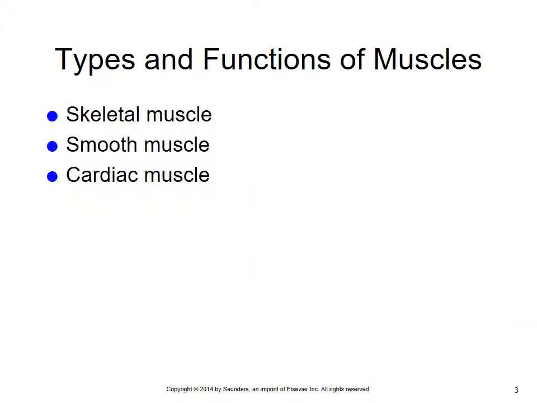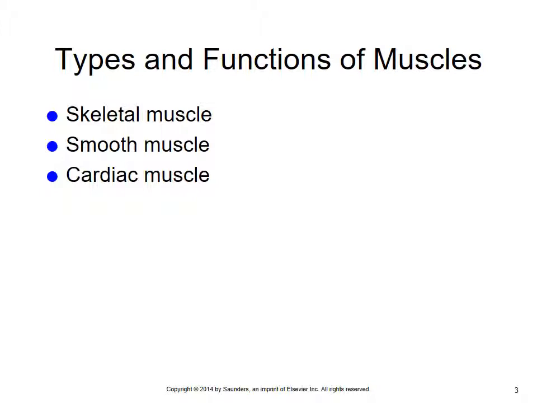3 types of muscles are skeletal muscle, smooth muscle, and cardiac muscle. And skeletal muscle cells are striated or striped and voluntary. They cause movement of the skeleton. So when we want to move a skeletal muscle, it's something that we think about before we do.